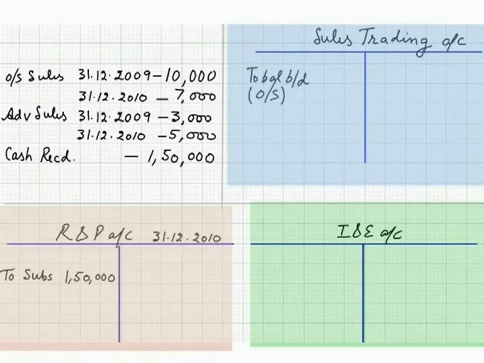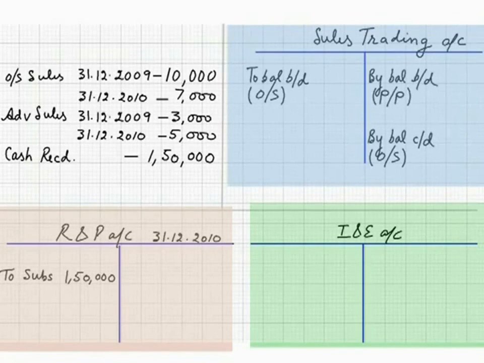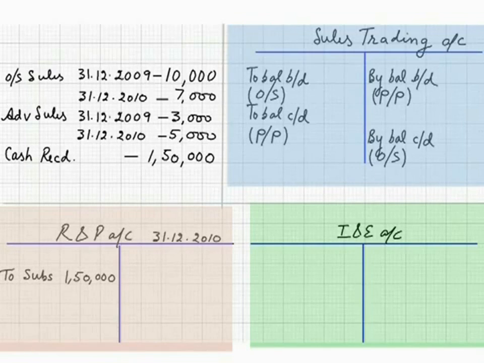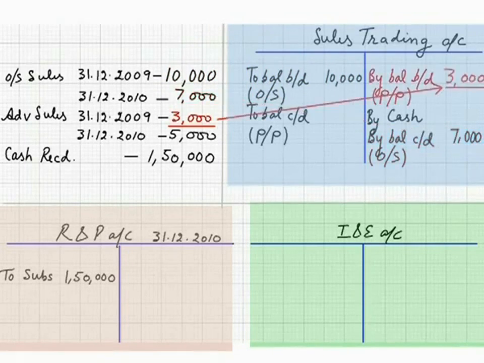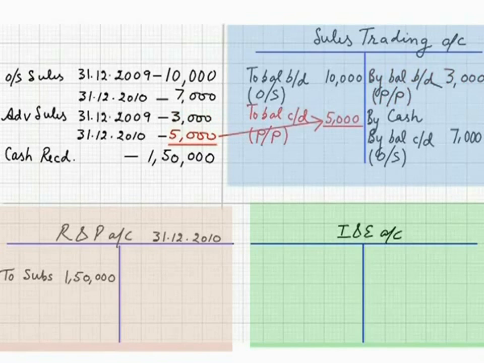So on the debit side, to balance b/d, outstanding subscription, and on the credit side, by balance c/d, outstanding subscription. And on the credit side, by balance b/d, prepaid subscription, and on the debit side, to balance c/d, prepaid subscription. And on the credit side, by cash, whatever cash you have received during this year. In the beginning, outstanding was 10,000 rupees, and at the end, the closing balance was 7,000 rupees. Advance subscription in the beginning, by balance b/d, was 3,000 rupees, and at the end, the closing balance was 5,000 rupees.